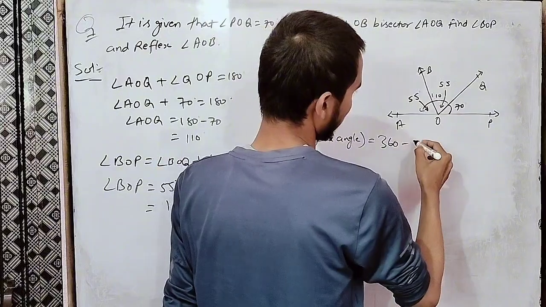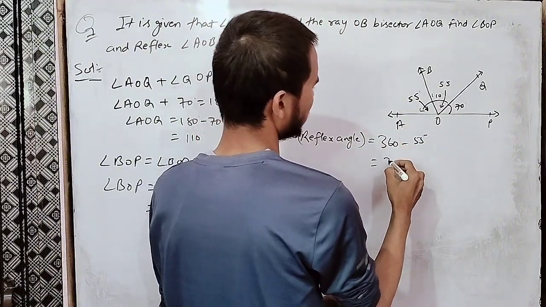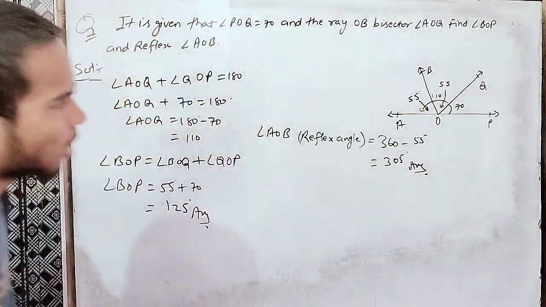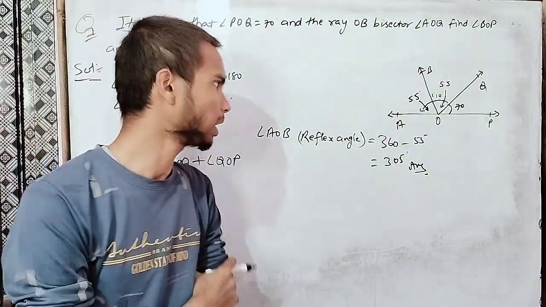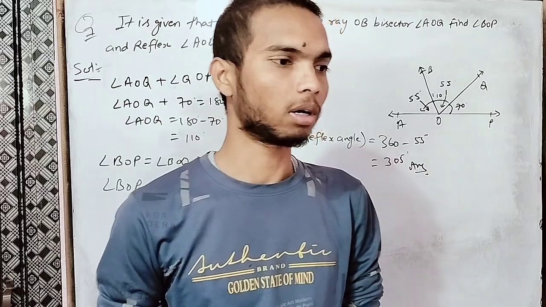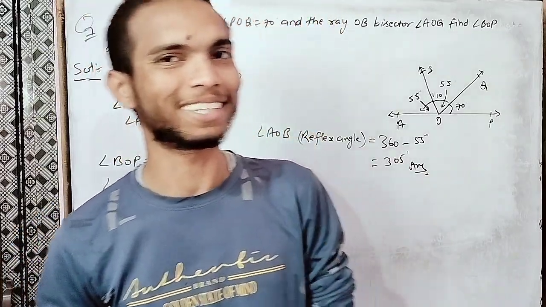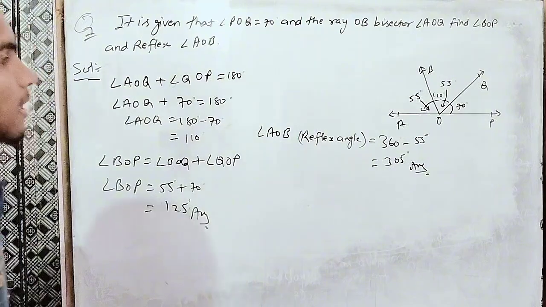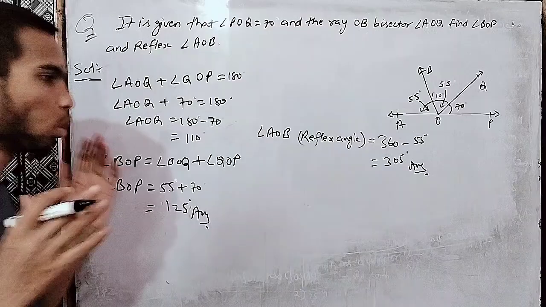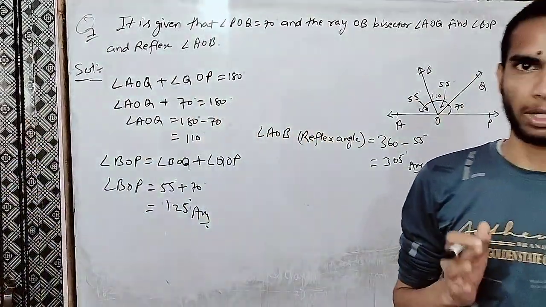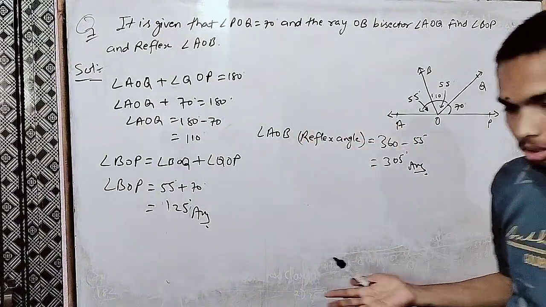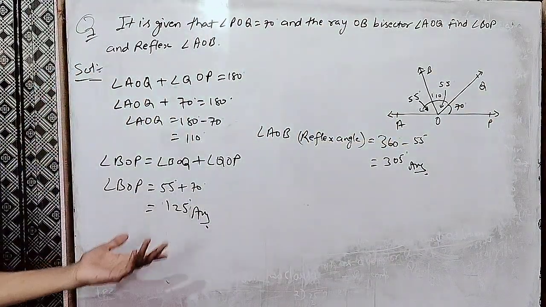So 360 minus 55 degrees. How much? 305 degrees. And we can define a reflexive angle by saying that it is an angle whose measure is more than 180 degrees. That is the definition of a reflex angle. I hope you understood this question better, and here you can see what all we did.